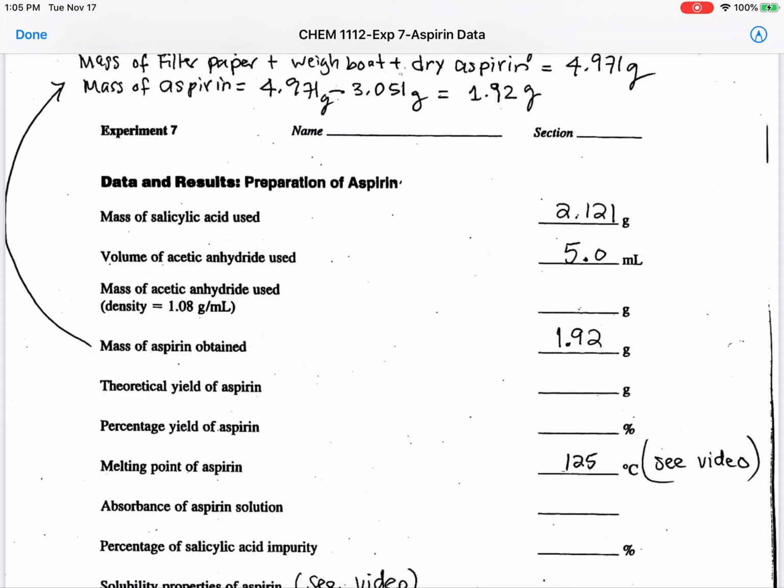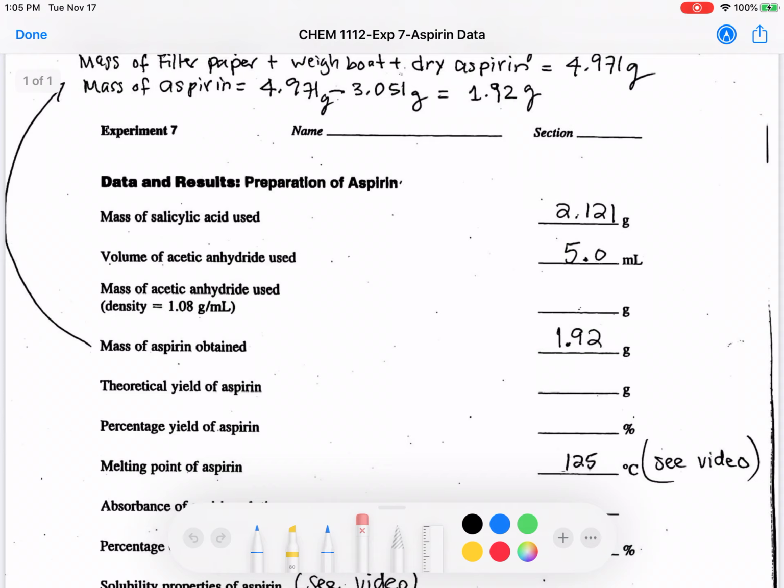So between salicylic acid and acetic anhydride, which one is the limiting reactant? The limiting reactant is going to be the salicylic acid because we use acetic anhydride in excess. So salicylic acid is the limiting reactant. Okay, and then at the end we obtain 1.92. So you were supposed to calculate the theoretical yield and then the percent yield.